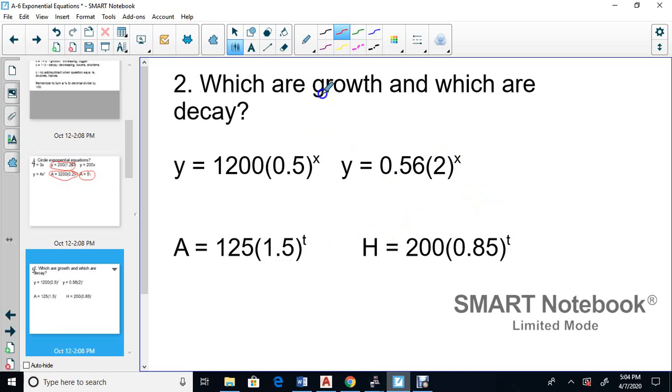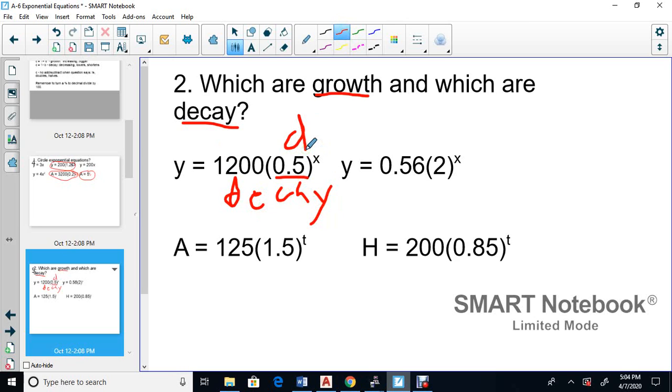We have to figure out if it's growth or decay. If it's growth, whatever's in the bracket is bigger than 1. Here, the 0.5 is less than 1, so this one's called a decay. Let's see, I'll just use the letter D for decay and G for growth.